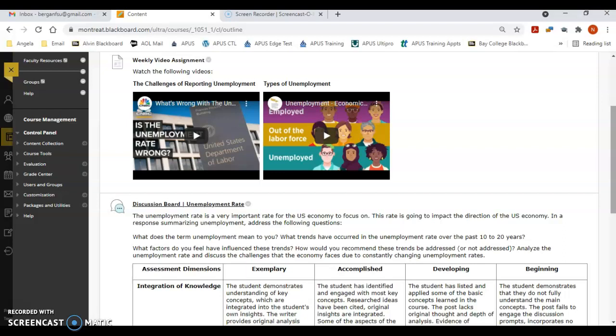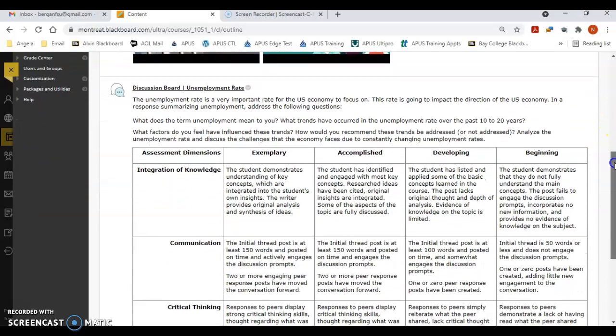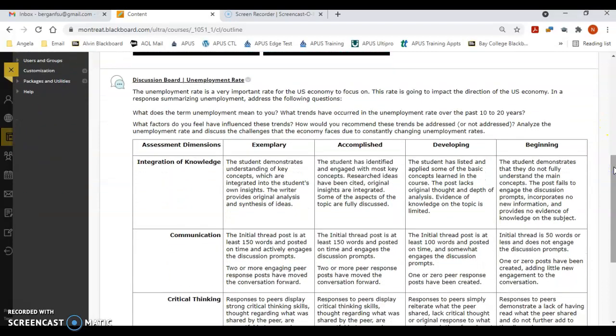The unemployment rate looks at what percentage of the adult population, 16 years or older, is not working. It's going to be one of the key things that we're going to have to look at in our analysis.